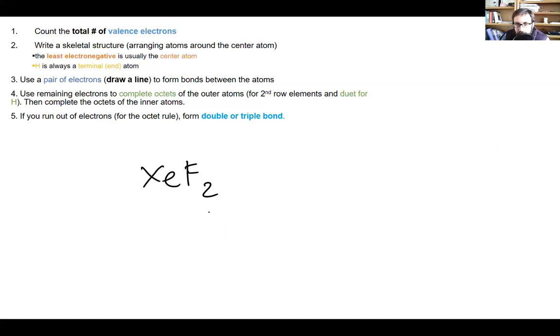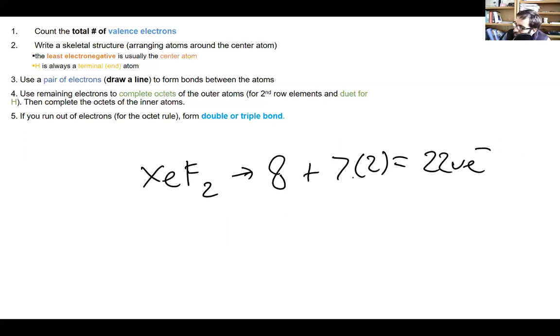And so this is going to be, as you'll see, a violation of the octet rule. Why? Well, let's go through it. Xenon has, as a noble gas, 8 valence electrons. Fluorine is a halogen, 7 times 2. That's going to get us 22 valence electrons. Xenon, we're going to put in the center. I don't know about the electronegativity of it, it's usually not reported, but fluorine is the most electronegative, so xenon better be in the center. It's going to be more electropositive.